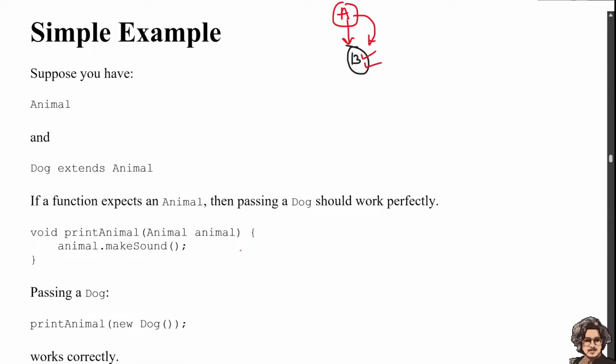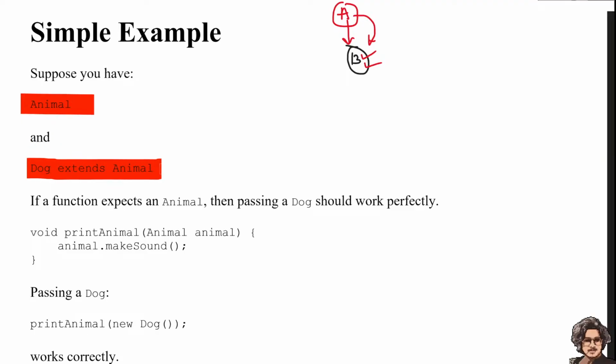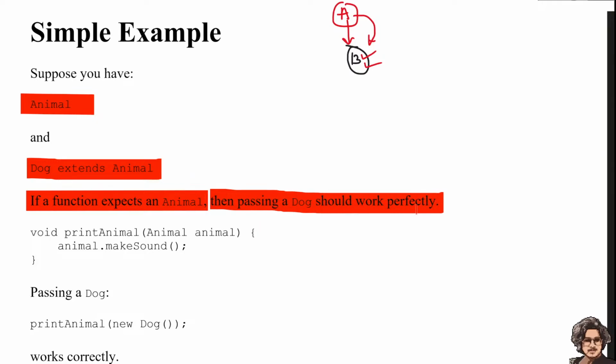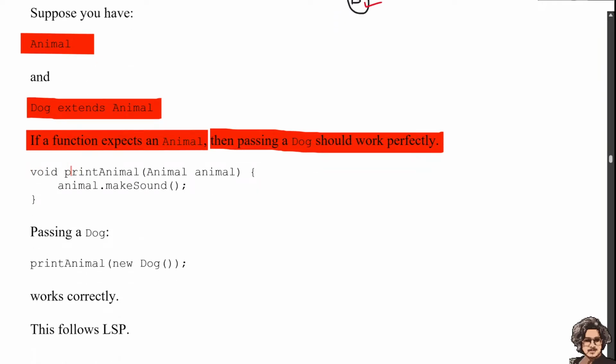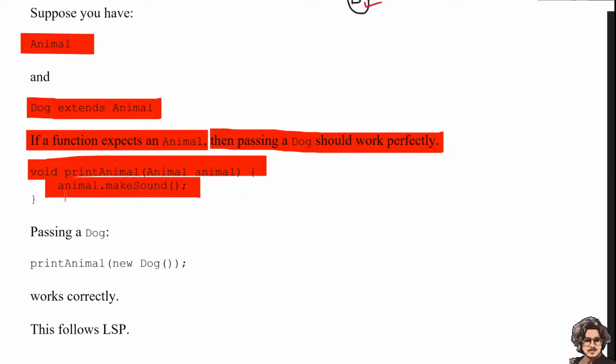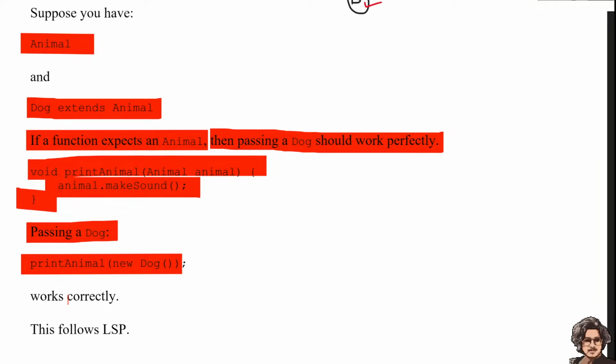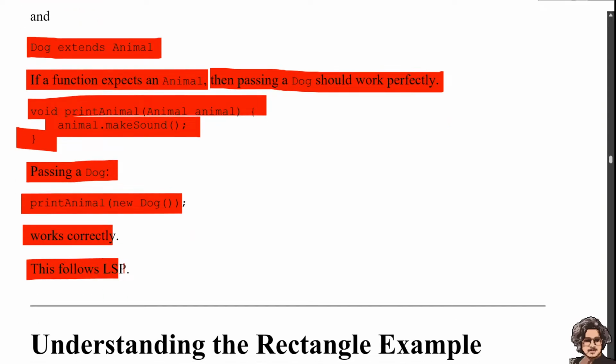A simple example I want to show you here. Suppose we have an Animal class, and Dog extends the properties of Animal. If a function expects an Animal, then passing a Dog should work. For example, void printAnimal(Animal animal), which calls animal.makeSound(). Passing a dog, printAnimal(new Dog()), works correctly, and this follows the LSP.